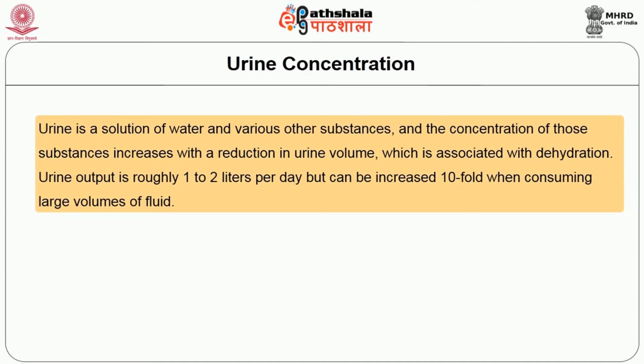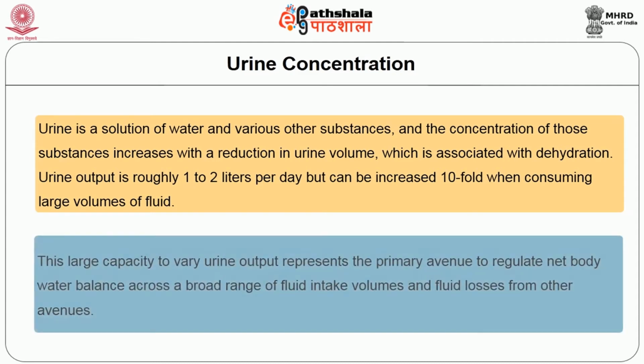Urine output is roughly 1 to 2 liters per day, but it can be increased tenfold when consuming large volumes of fluid. This large capacity to vary urine output represents the primary avenue to regulate net body water balance across a broad range of fluid intake volumes and fluid losses from other avenues.